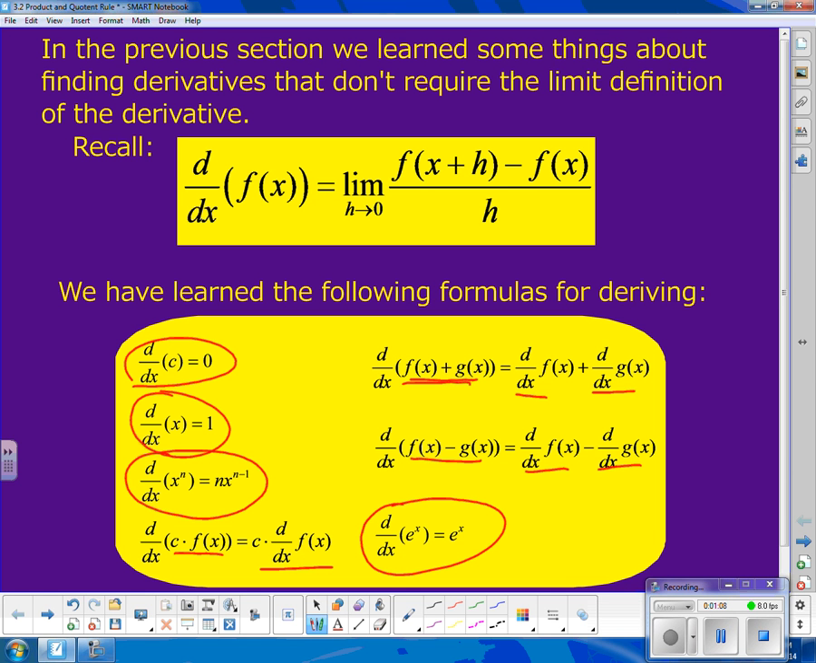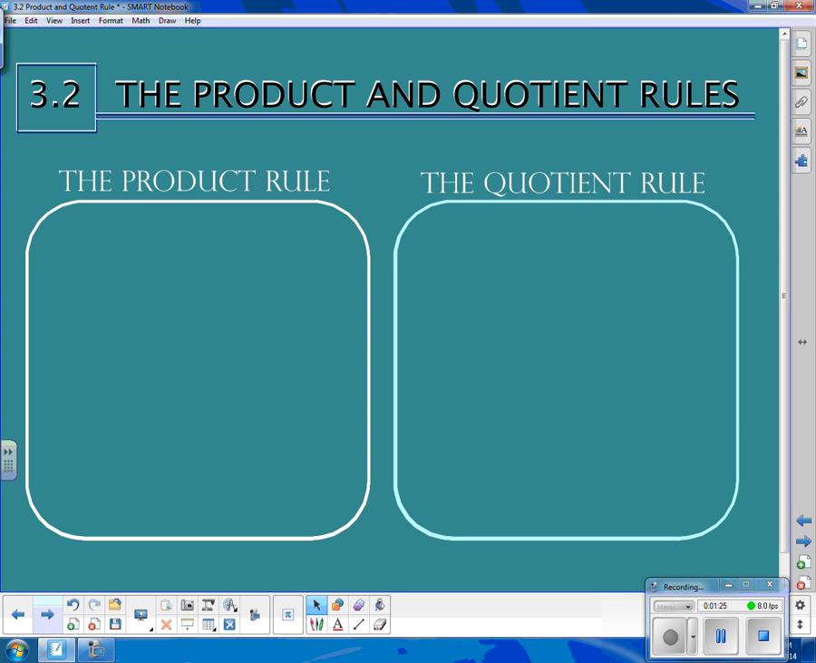You'll notice that some of these resemble the limit laws. And so it would be interesting to see if we could extend them to products and quotients. And that is exactly what we are going to do today. So the product and quotient rules.